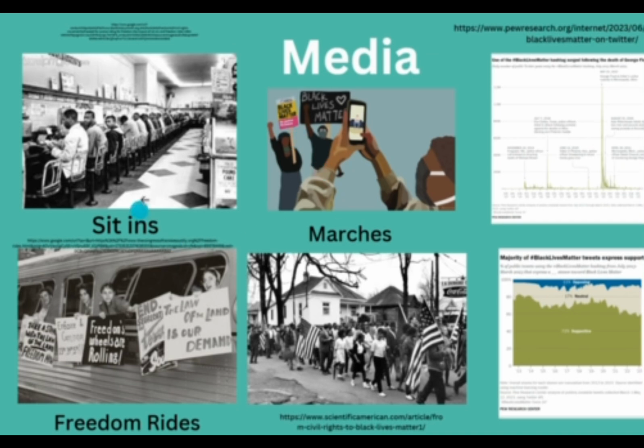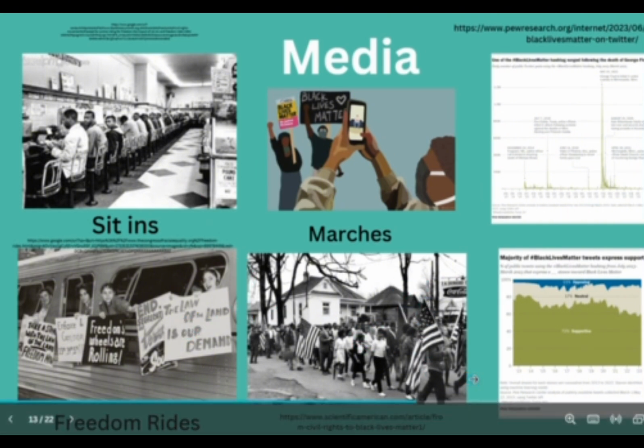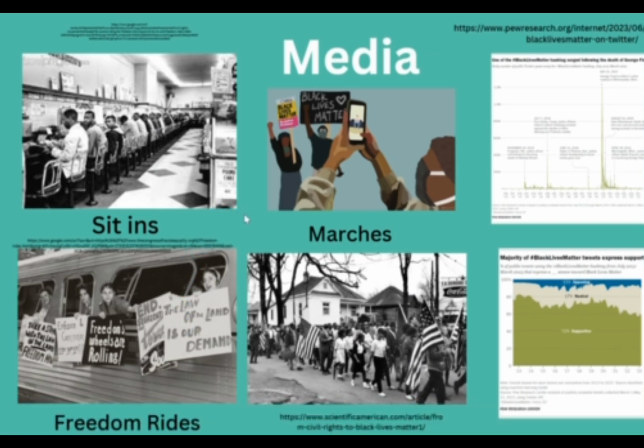As you can see, this is what a sit-in, a freedom ride, and a march would look like from the civil rights movement. Very impactful, and this was their way of getting media out. This was their way of protesting for civil rights.